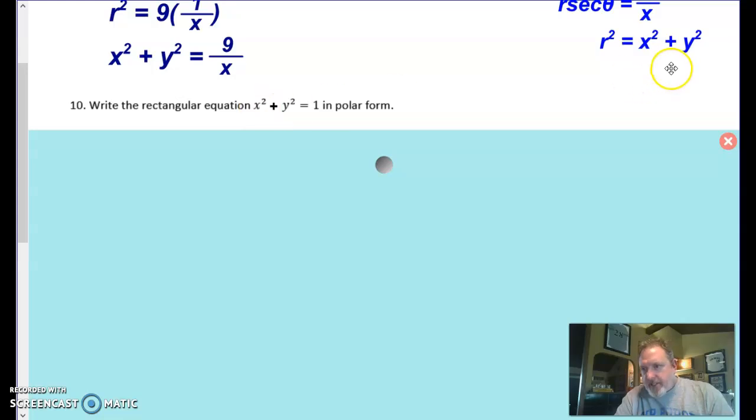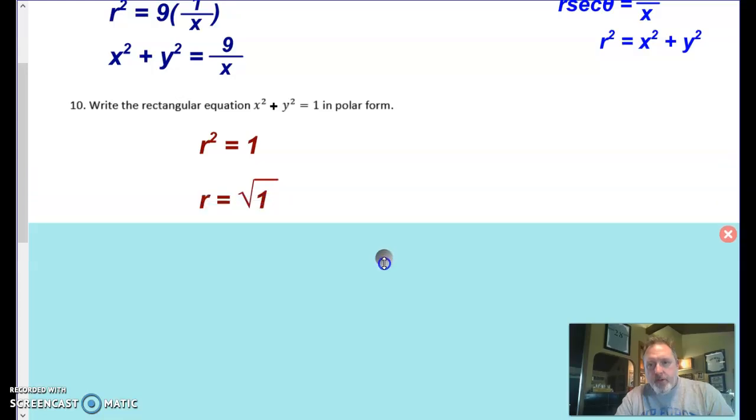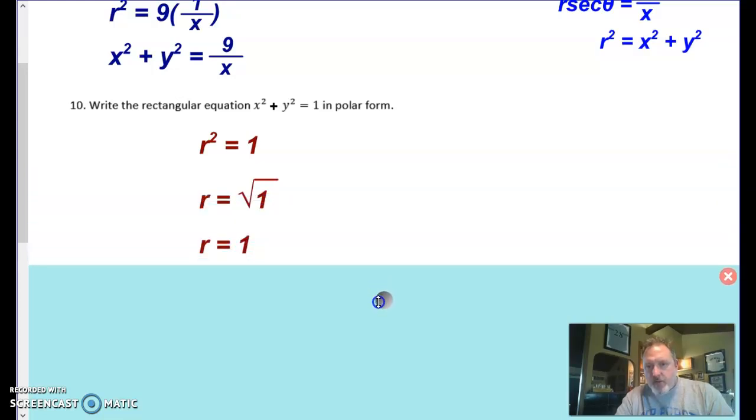X squared plus y squared, we know that right there. That's r squared right there. So r squared equals 1. If we're going to solve this for r, then we want to take the square root. So we know r is 1, and that is just a circle with radius 1. So now this rectangular equation of a circle is in polar form.